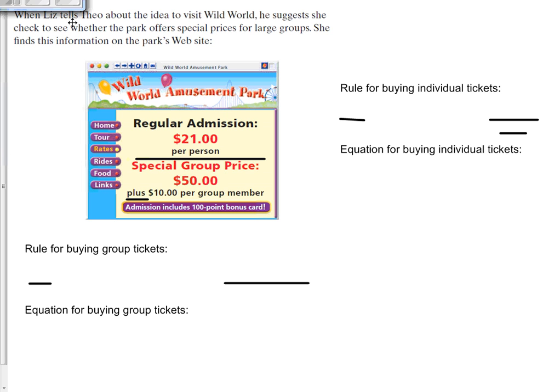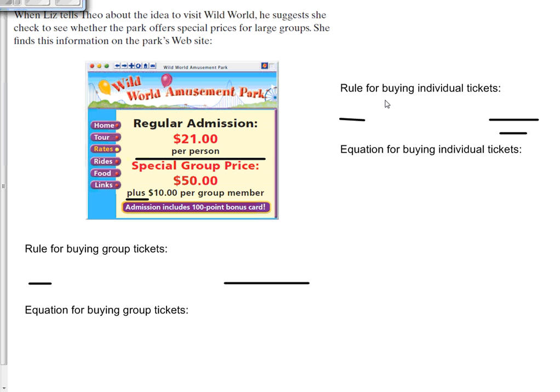All right, Liz tells Theo that they want to visit Wild World. They're going to look at special prices for large groups. So we're going to have two different scenarios. Let's look above the line. If you just wanted to buy individual tickets, it's going to cost $21 per person.